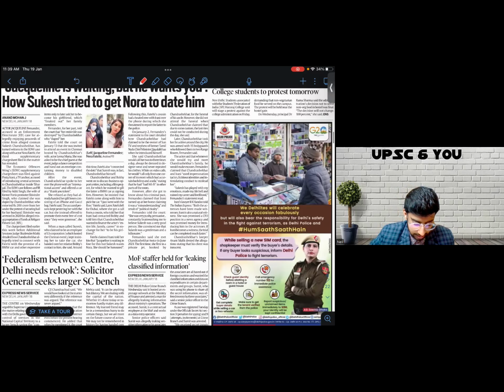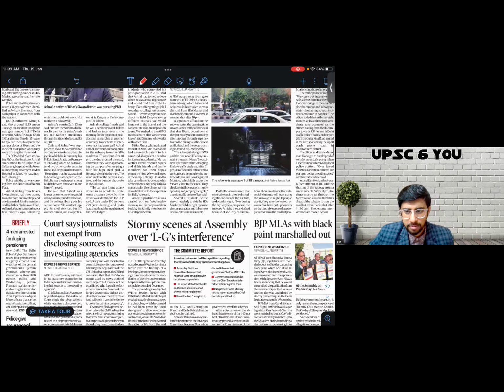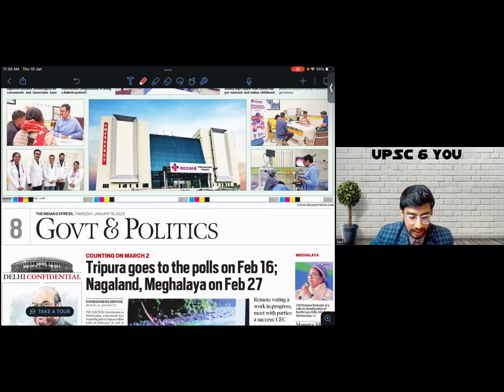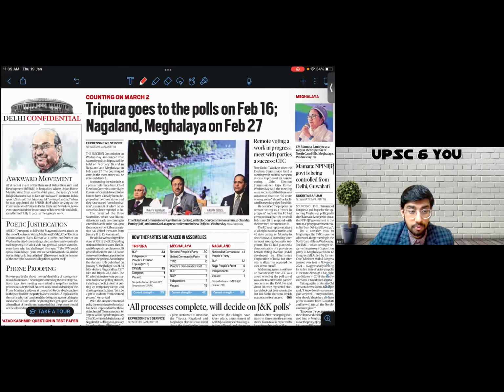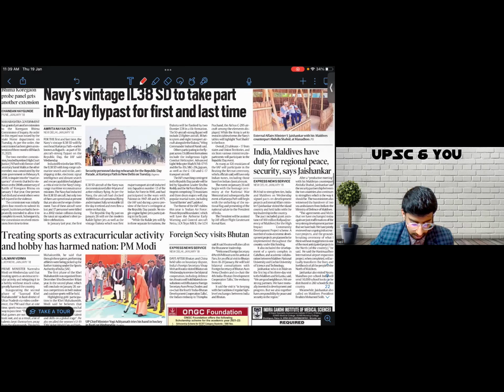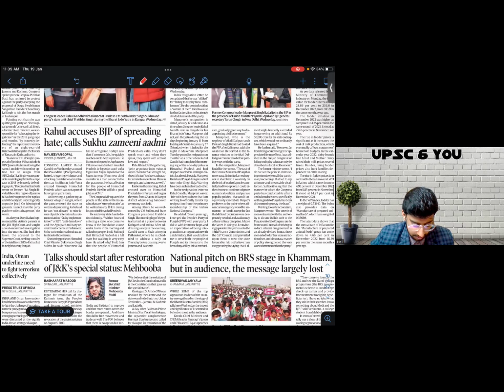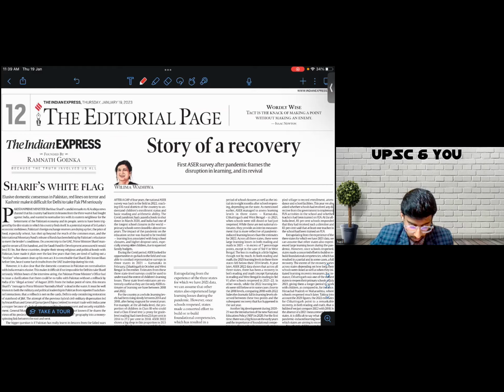Again, nothing exam worthy here. This is the Delhi edition. Today they speak about the fact that Delhi is really under a cold wave. We move forward. Again, nothing important from the examination perspective. Could be entirely skipped. We come to the editorial section.